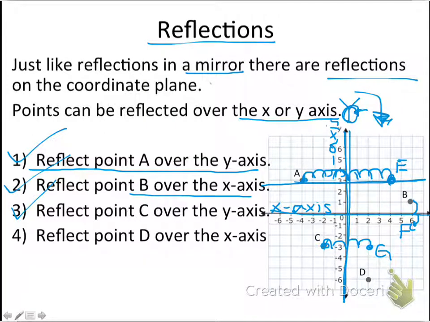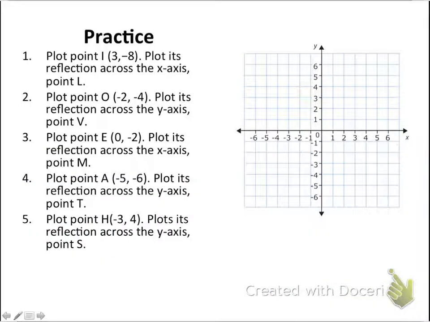Then last one. Reflect point D over the x-axis. Okay, here's point D. The x-axis is up here. This one right here. There's 1, 2, 3, 4, 5, 6 spots. So it's going to go 1, 2, 3, 4, 5, 6. And our point H is going to go up here. All right, done 4. Now you're going to practice with it.